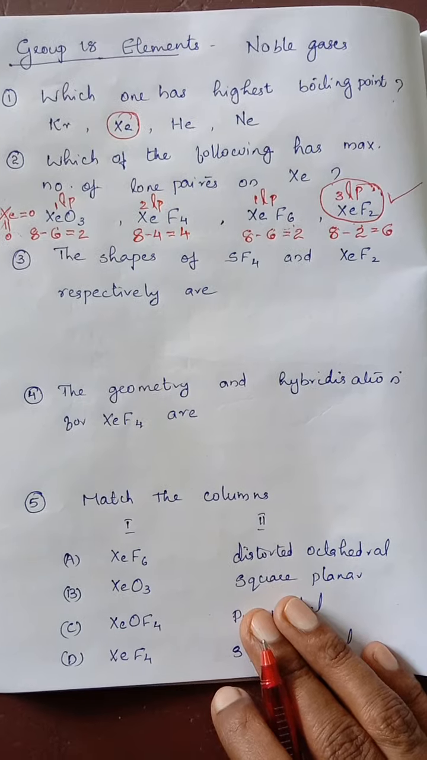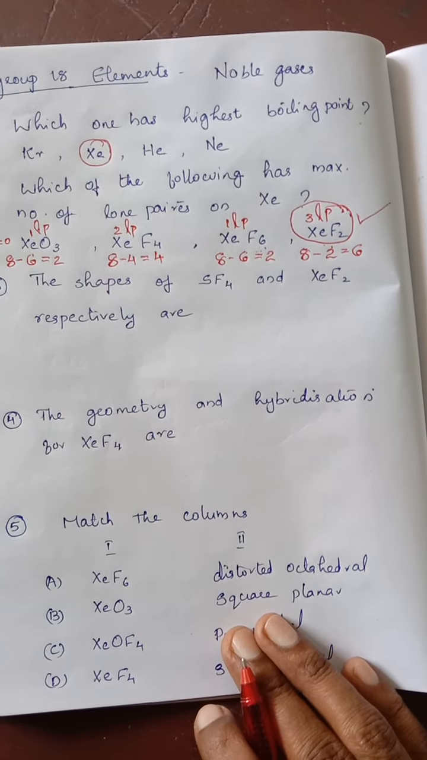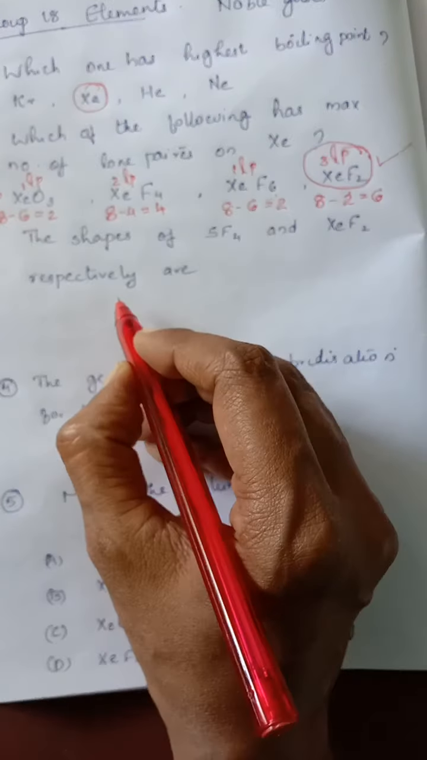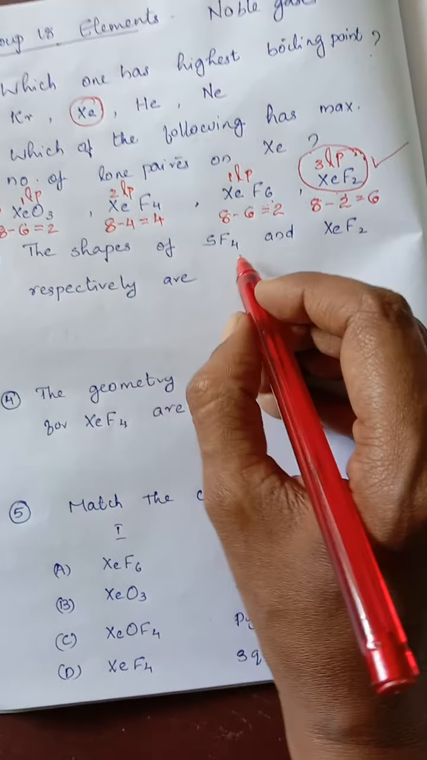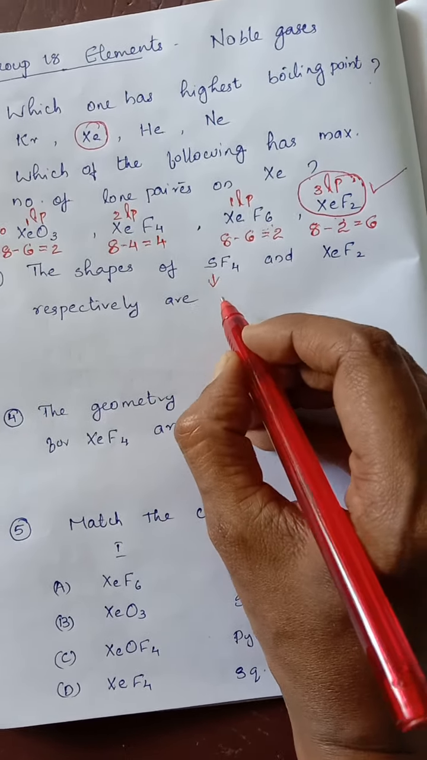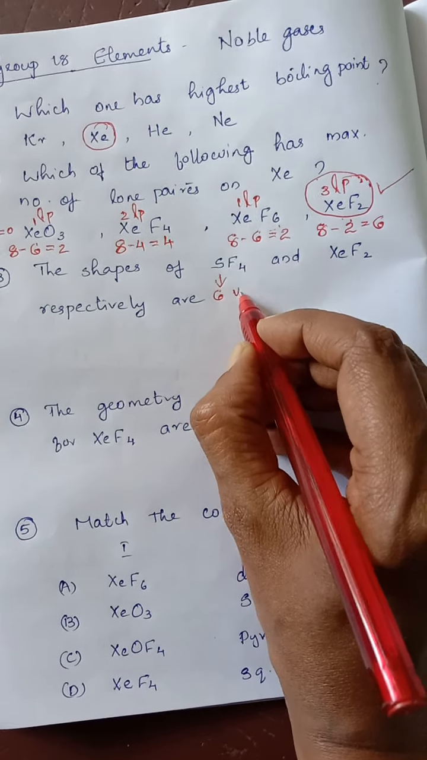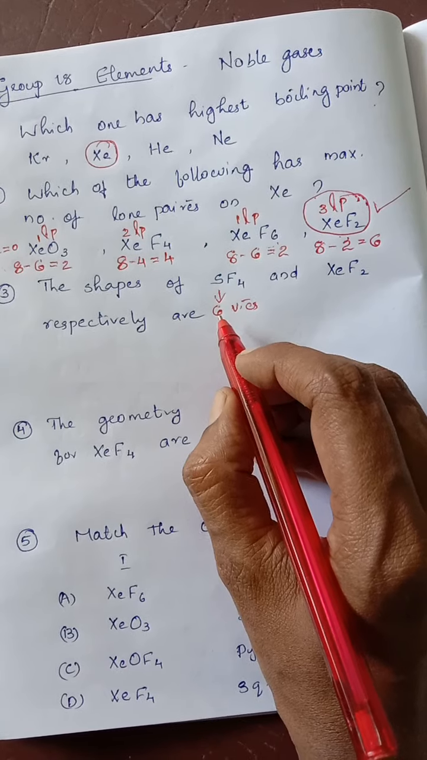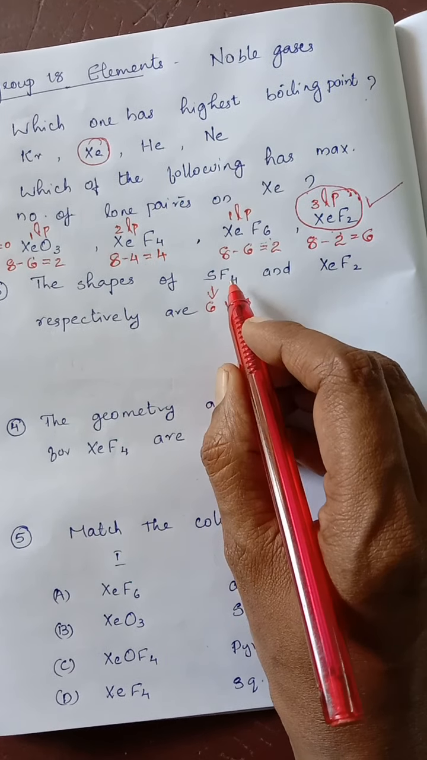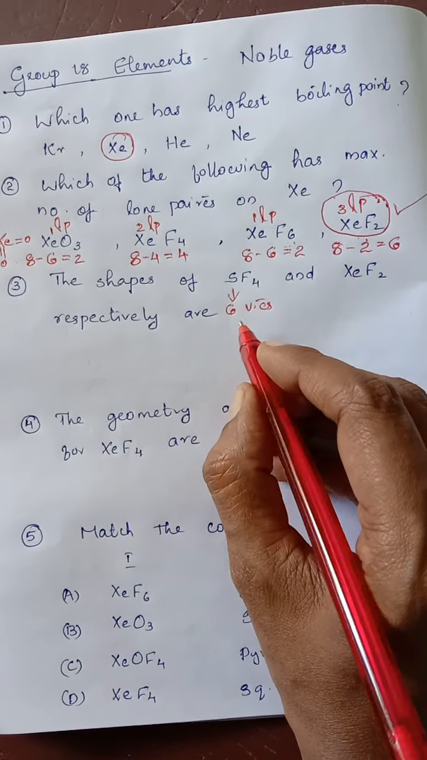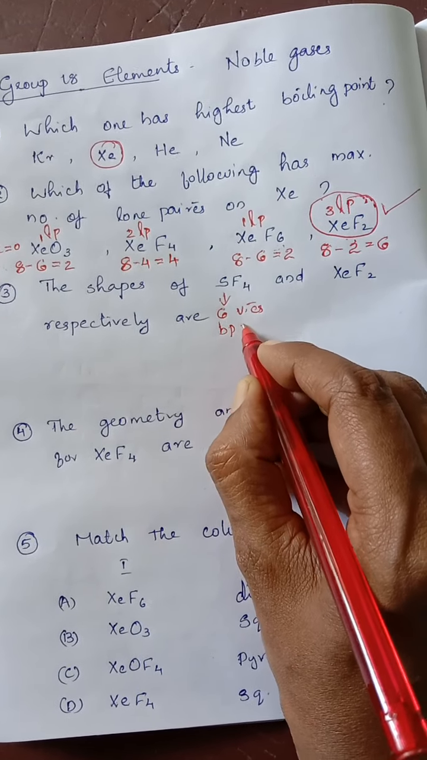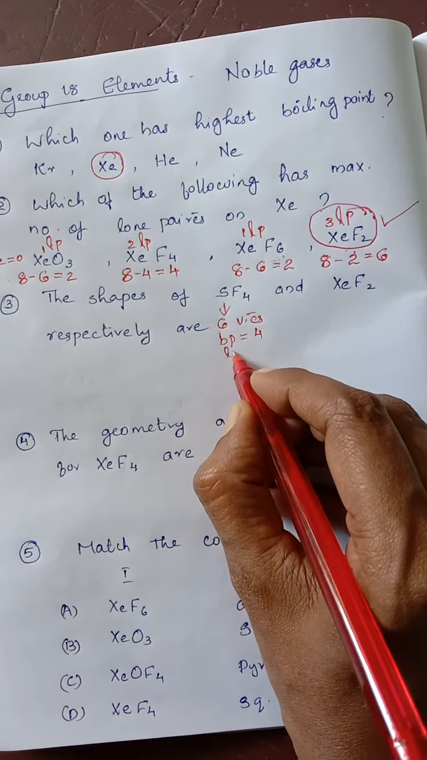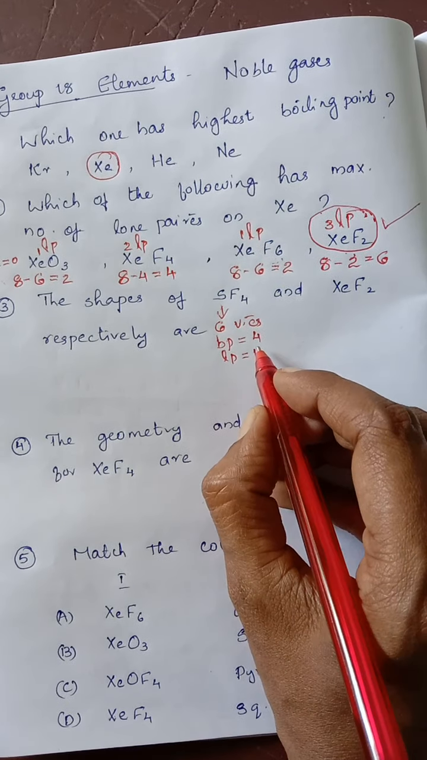The shape of sulfur tetrafluoride and xenon difluoride, respectively. The shape can be predicted using VSEPR theory. Sulfur is a group 16 element, so the valence electrons on sulfur is 6. Out of 6, sulfur uses 4 electrons for bonding with the 4 fluorine atoms, that is there are 4 bond pair electrons and it contains 1 lone pair. Total electron pairs is 5.